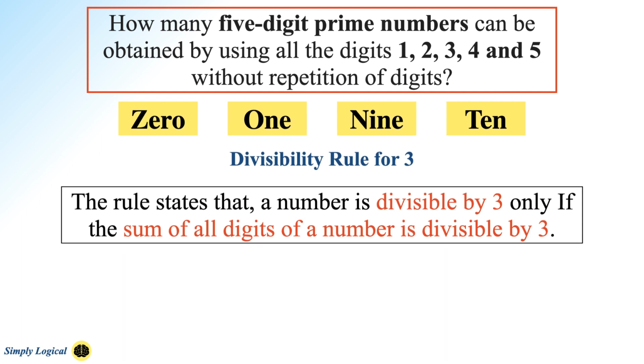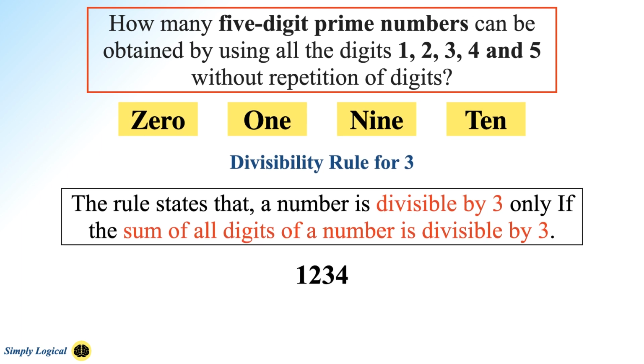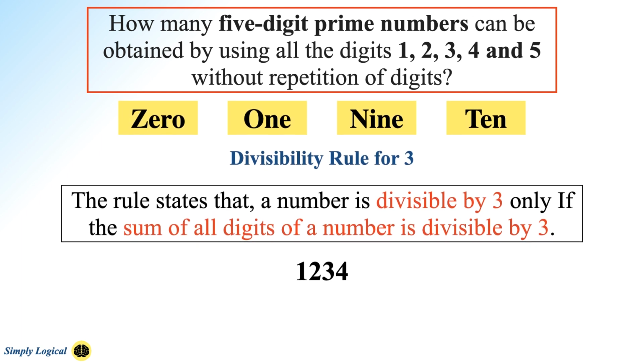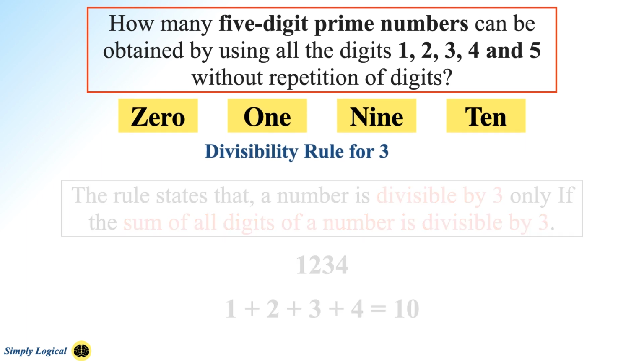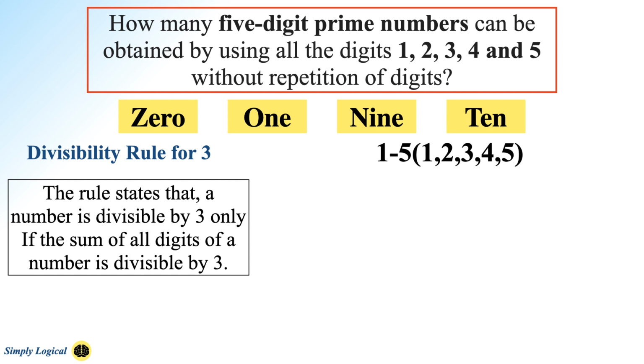Take another example, 1234. This is not divisible by 3 because the sum of all the digits in the number 1234 is 10, which is not divisible by 3. So this is an interesting rule. Regardless of the number of digits in a given number, this rule works. We can utilize this rule to solve this problem.